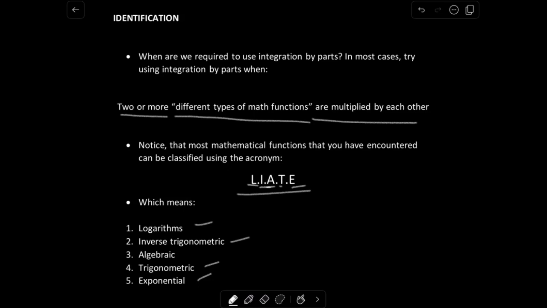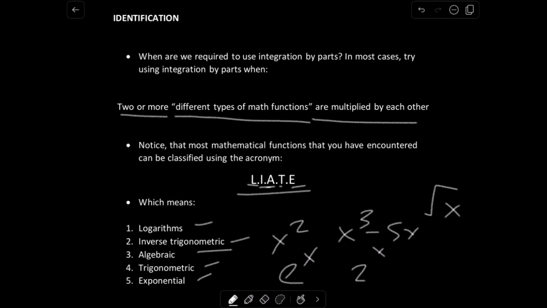Remember, your exponential functions are stuff where you have e to the x, or 2 to the power x, where the x variable is in the exponent. Your algebraic functions are basically the most common types of functions that you would have encountered. So stuff like x squared, x cubed minus 5x, the square root of x, for example.